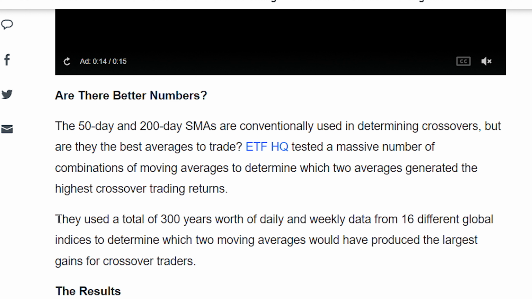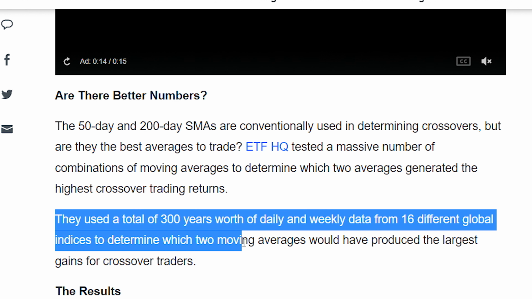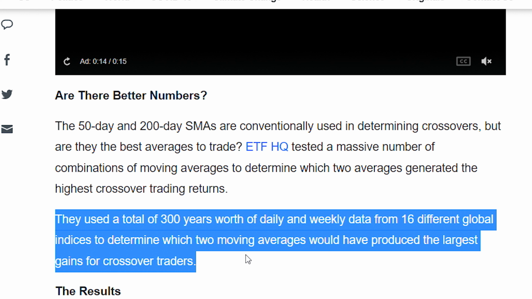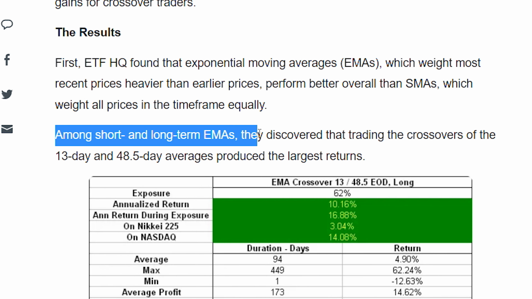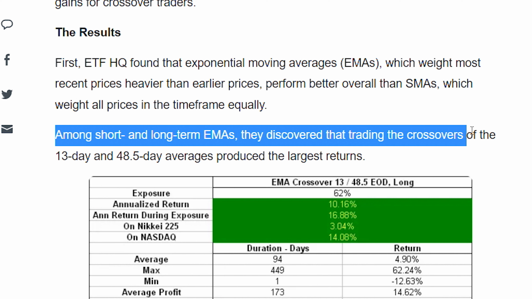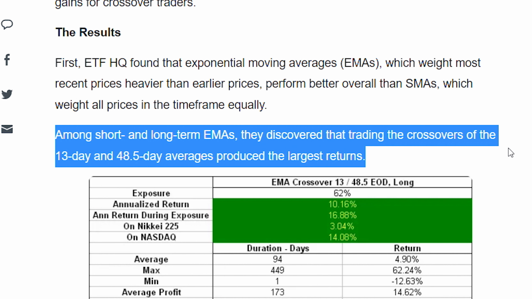They used a total of 300 years worth of daily and weekly data from 16 different global indices to determine which two moving averages would have produced the largest gains for crossover traders. And what they found is among short and long-term EMAs, they discovered that trading the crossovers of the 13 and 48.5-day averages produced the largest returns.